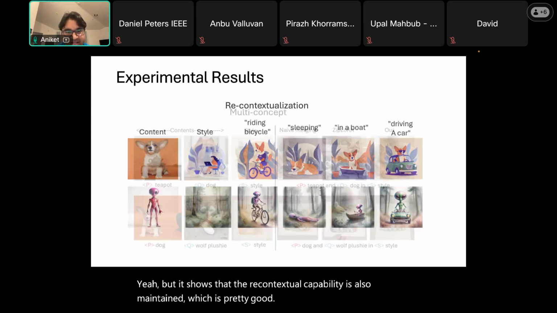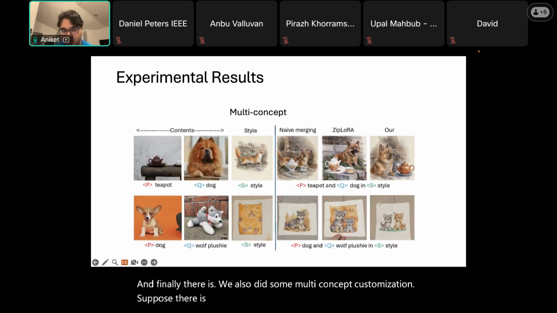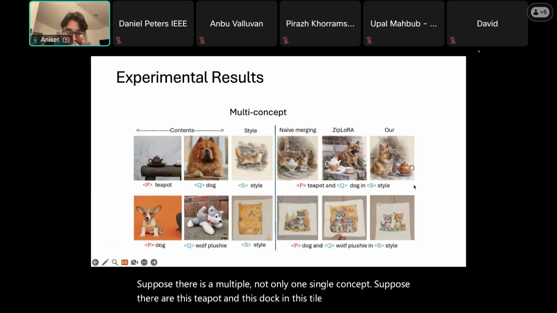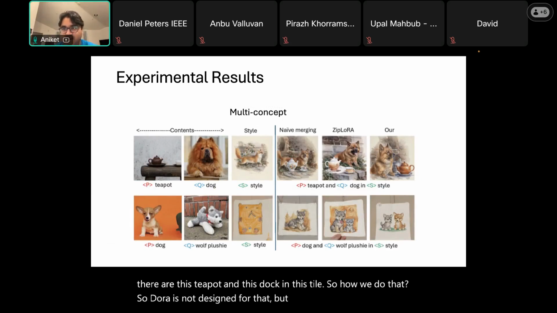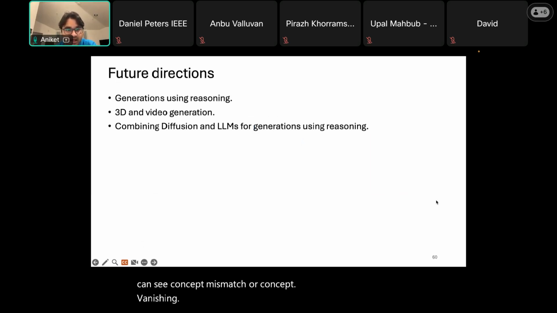And finally, we also did multi-concept customization. Suppose there is not only one single concept, but there are this teapot and this dog in this style. So how do we do that? DuoLoRA is not designed for that, but we noticed that DuoLoRA can kind of tackle this problem compared to the baselines, where you can see concept mismatch or concept vanishing. So this is the work.